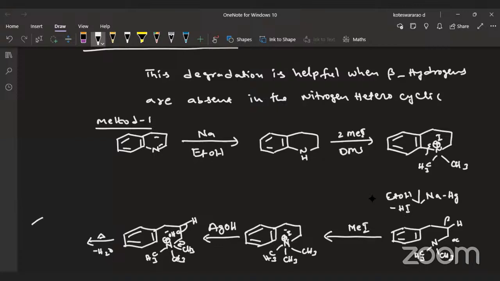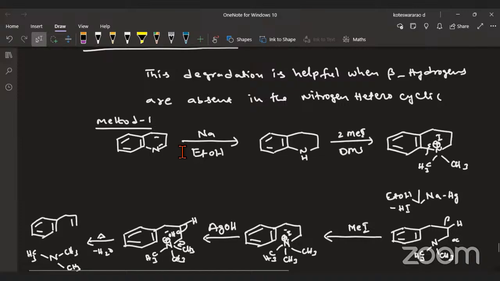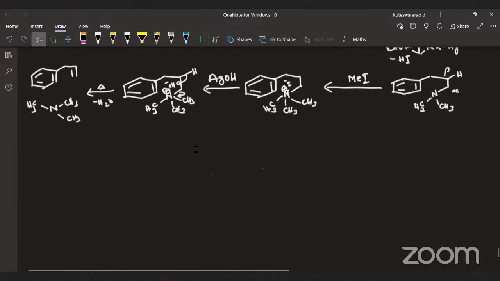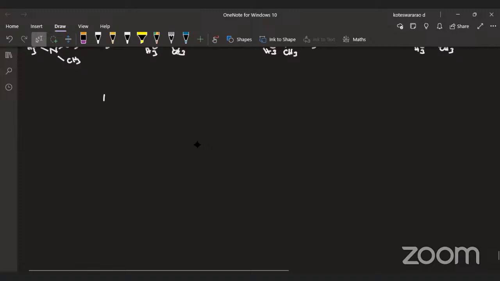That leads to the formation of this compound along with the tertiary amine. Tertiary amine. Yeah. This is method 1 for the quinoline. If you take the isoquinoline, method 2, we are taking here isoquinoline.